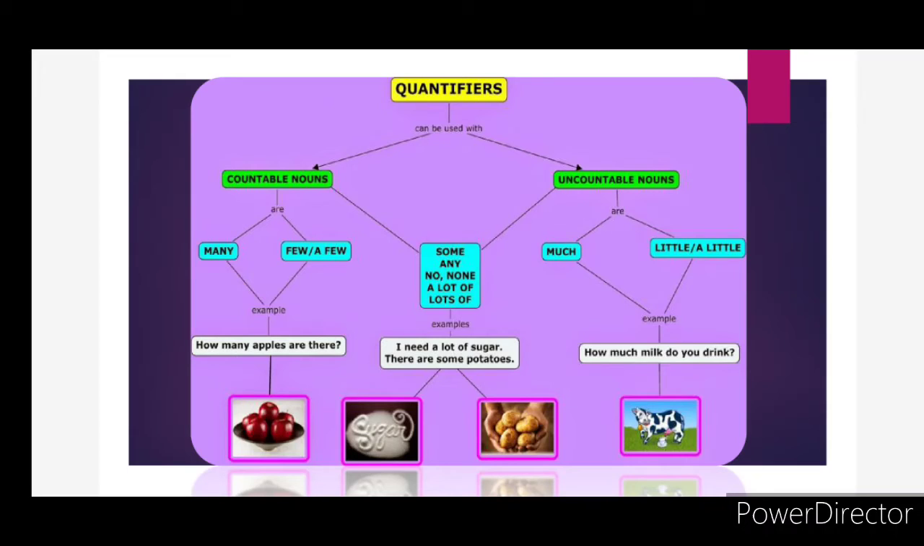Then we have uncountable nouns. For example, much, little, a little. Let's have a look at the example. How much milk do you drink? Because milk is uncountable, you can't count it. So, how much milk do you drink? I hope you all understood quantifiers. I repeat, they can be used with countable nouns and uncountable nouns.